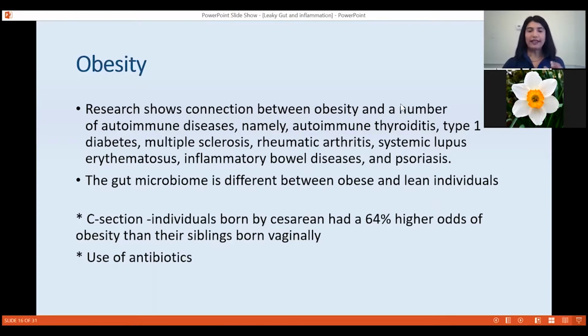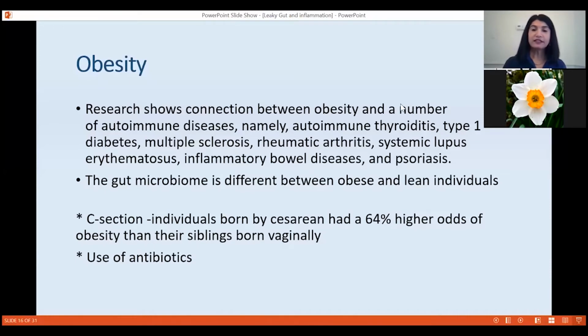We also know very well that the gut bacteria of an obese individual and a lean individual are very different. We also know, and we have talked about this before, that babies born by C-section have a 64% higher chance of being obese than their siblings born vaginally. And when antibiotics are used, whether in children or in adults, all of those contribute to increased weight gain, showing that the gut bacteria play a very important role in causing obesity.